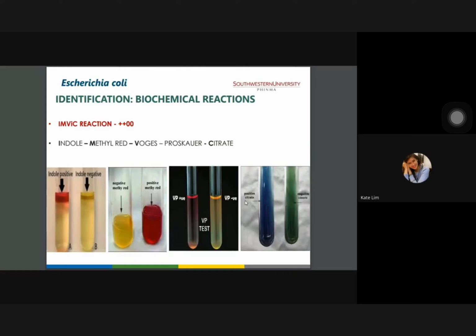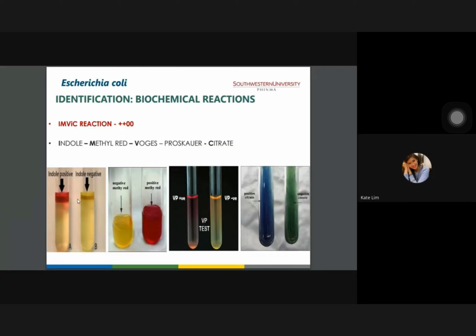So for your indole test, why are we going to perform indole? That is for us to identify the ability of the bacteria to produce indole. Indole is a metabolic product that could utilize the tryptophan. Okay, tryptophan. So that is your tryptophan. That is why we need to perform indole.